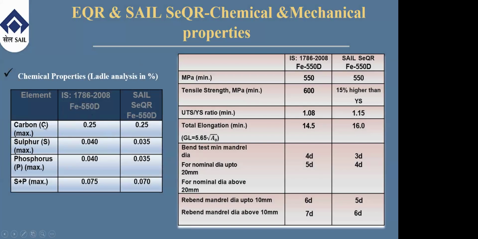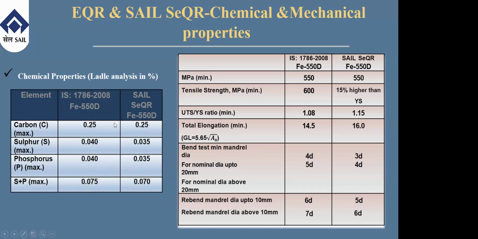As you can see from it, the carbon is almost similar in the case of Cell Secure as well as in Fe 500D. But in case of sulfur, our sulfur is minimum. We are keeping the sulfur at a minimum in Cell Secure, that is 0.035 max. Phosphorus is also a limit which we are reducing compared to the EQR 550D, that is 0.035. Sulfur and phosphorus addition, which we are keeping at 0.075 in case of 550D, but in Cell Secure we are maintaining 0.070.